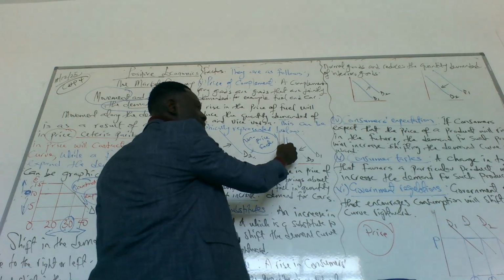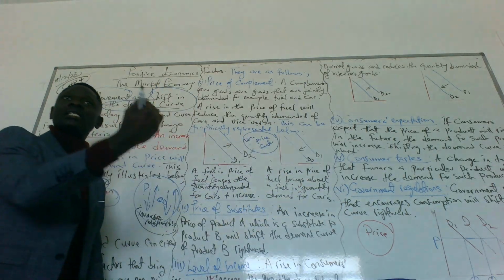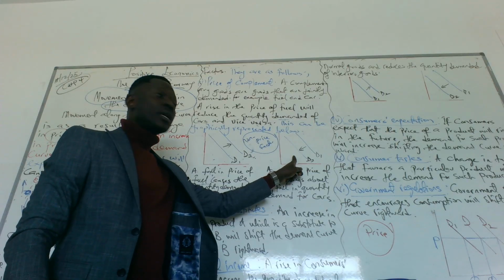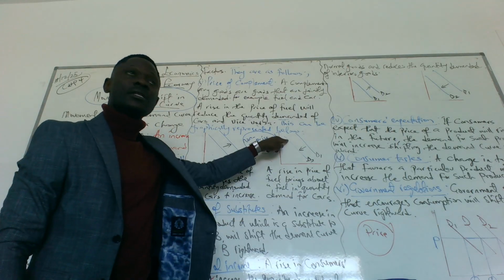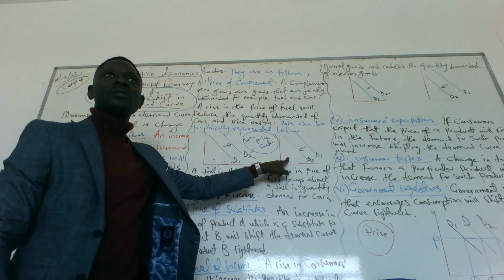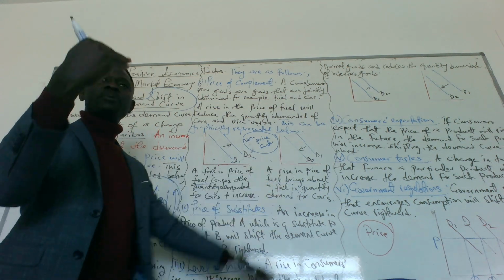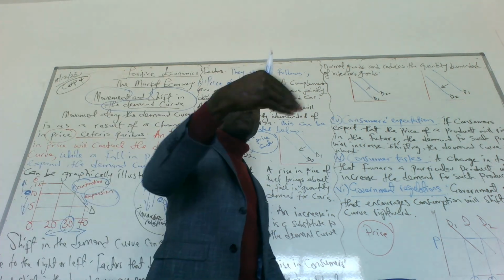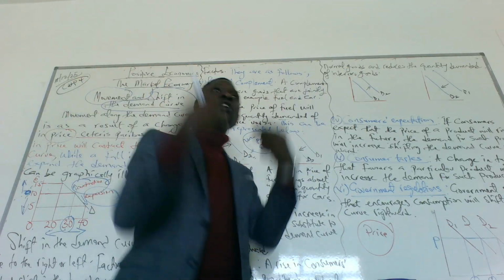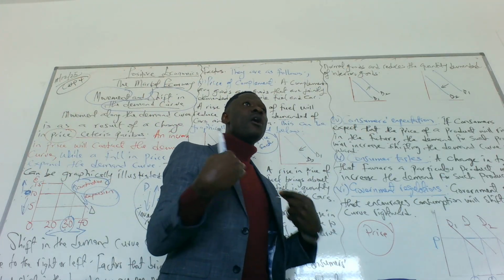A rise in the price of a complement will shift the demand for cars leftward from D1 to D2. If the price of fuel increases, the quantity demanded for powered cars that use fuel might also reduce. So an increase in the price of a complementary product might bring about a reduction in the quantity demanded of its complement.